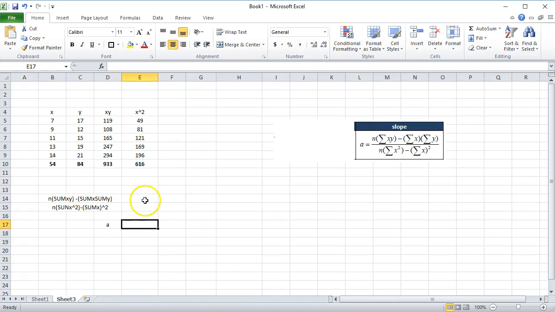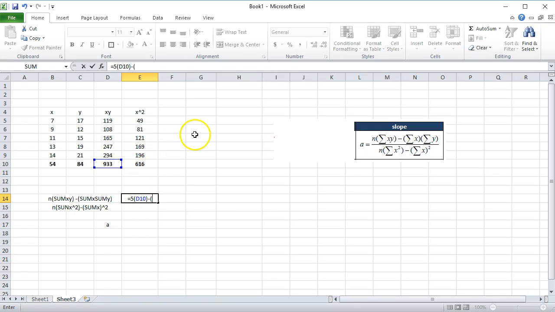Okay, so to do that here, we are going to type equals, our n is 5, bracket, sum of xy, which is right here, minus, bracket, the sum of x times the sum of y. So the cell here, hit that star button, the cell here.